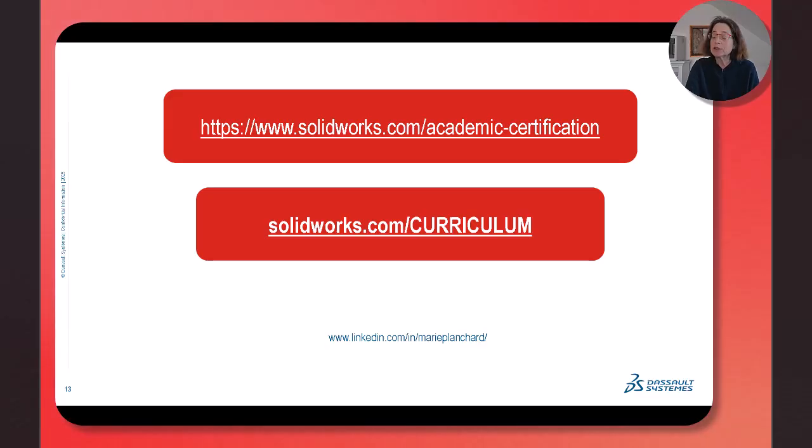To learn more about academic certification, go to solidworks.com/academic-certification, and to learn more about our curriculum and lessons, go to solidworks.com/curriculum.